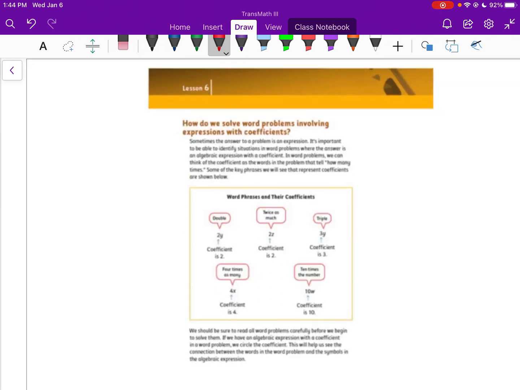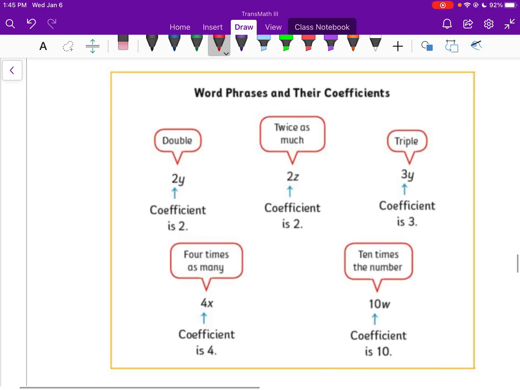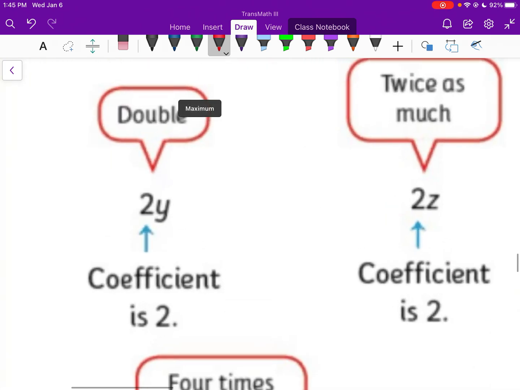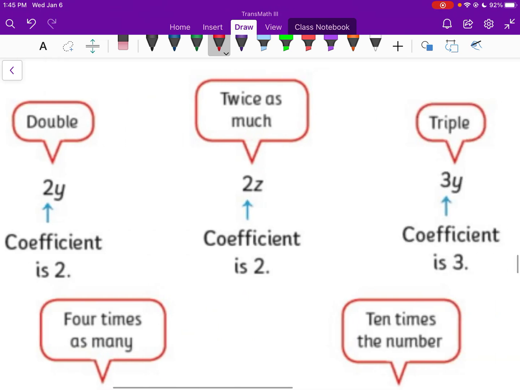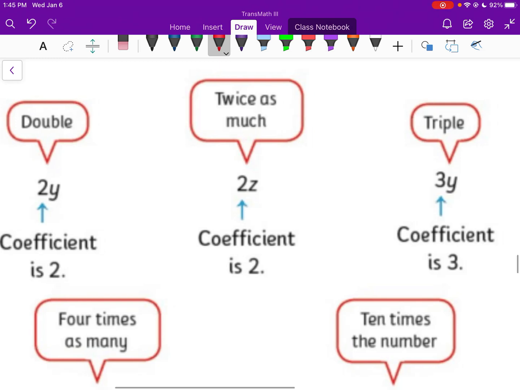Okay, so now we're going to start using these coefficients when we start to look at word problems. There are some common word phrases that use these coefficients. When someone says double, when you double something, that means you're timesing it by 2. So in this case, your coefficient is 2. Another way to say that is twice as much. Whenever I say twice as much, you're taking 2 times whatever that variable is.